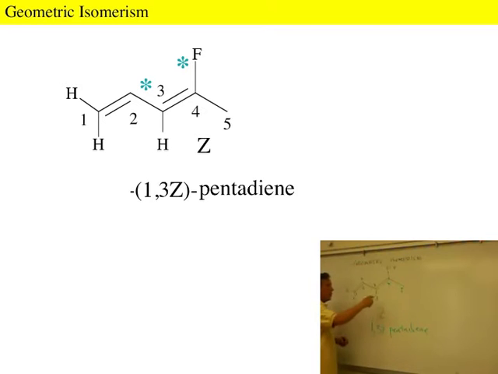On the 3rd carbon to the 4th carbon is 3Z, so we put that in parentheses, put a dash out in front. On the 4 carbon, we have a fluorine group, so it'd be 4-fluoro-1,3-pentadiene for this molecule.